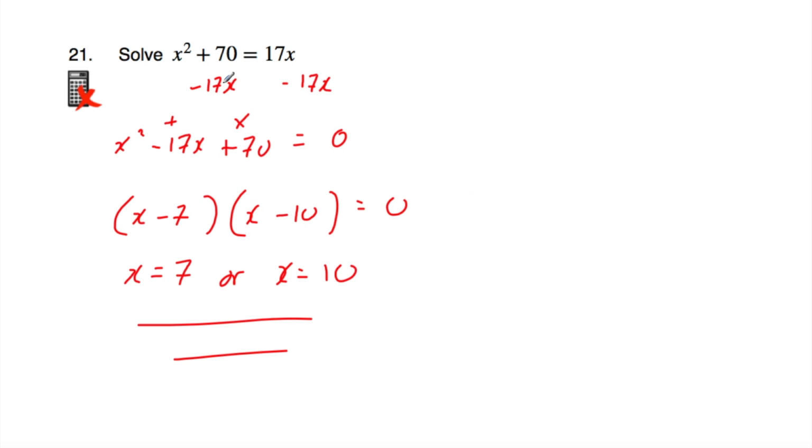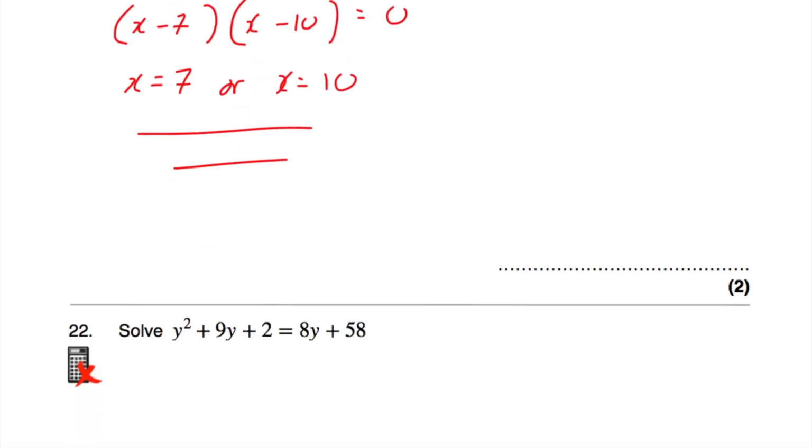If, for instance, x is equal to 10, 10 squared is equal to 100, plus 70 is 170, and on the right-hand side, 17 times 10 is 170, and 170 equals 170. And likewise, if x is equal to 7, 7 squared is 49, plus 70, that's going to be 119, and 17 times 7 is 119 as well, so that's it. Okay, let's look at our next question, question number 22.